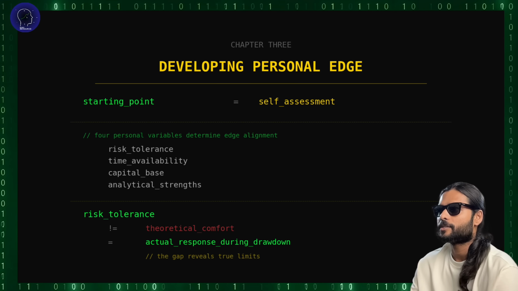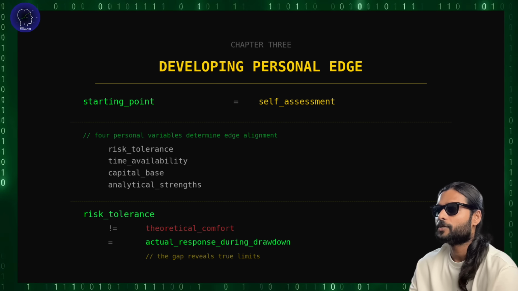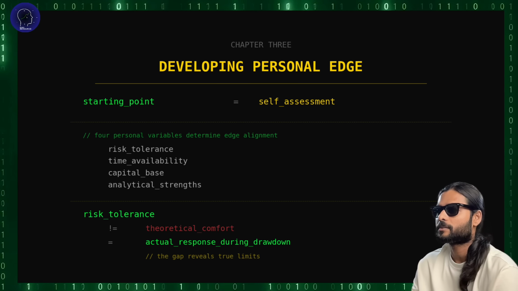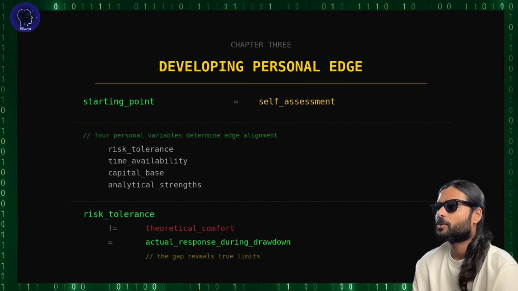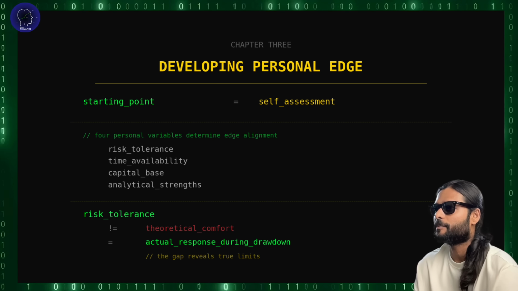Risk tolerance is not what a trader thinks they can endure. It is what they actually endure when drawdown happens. The difference between theoretical comfort and real-world emotional response is where most traders discover their true limits.